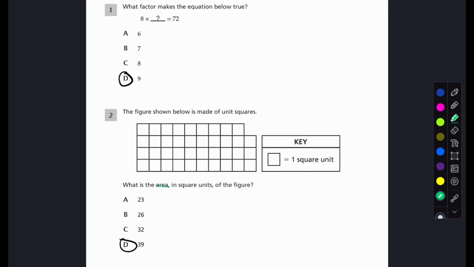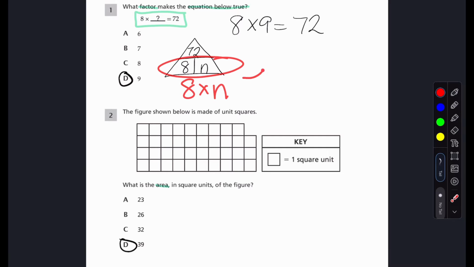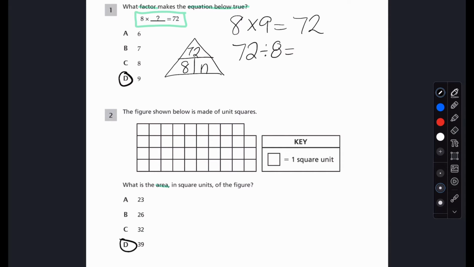With this first one over here, we want to know what factors make the equation true. And we have this fact family. 8 is a factor and something else makes 72. So some of you probably know your math facts to know that it's just 8 times 9 makes 72. Or you played around with fact families, you've probably seen something like this, where you have 72 and on the bottom you know 8 and some number. And you can figure out, well, I know 8 times a number makes 72. Or you're already thinking, why don't I do 72 divided by 8? And I'll get that same number 9.